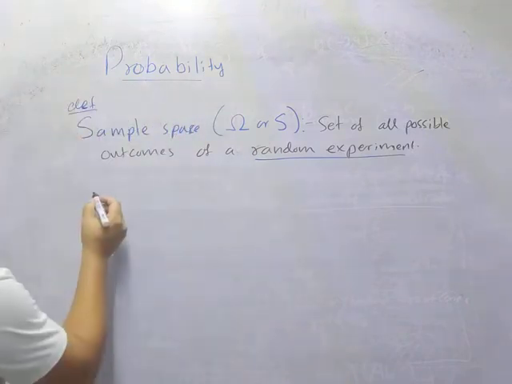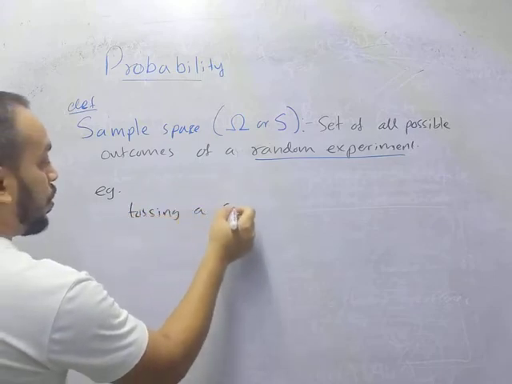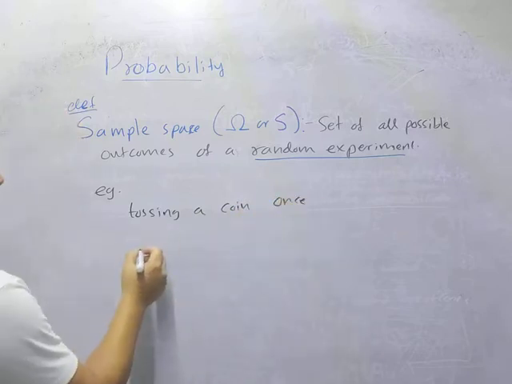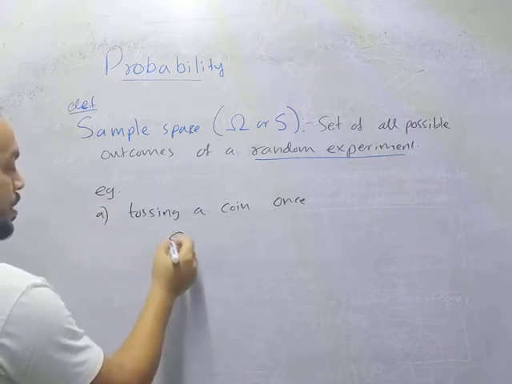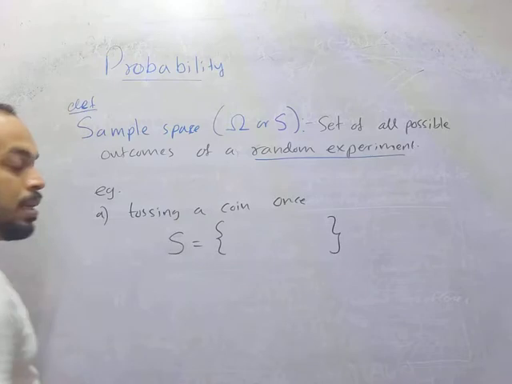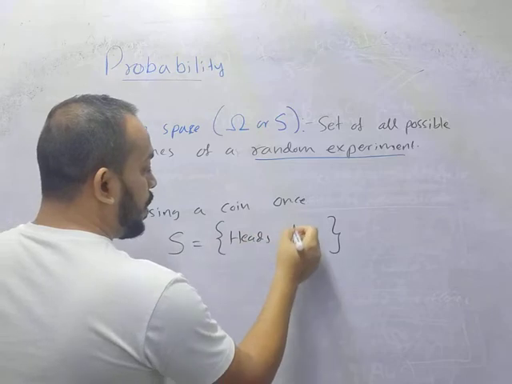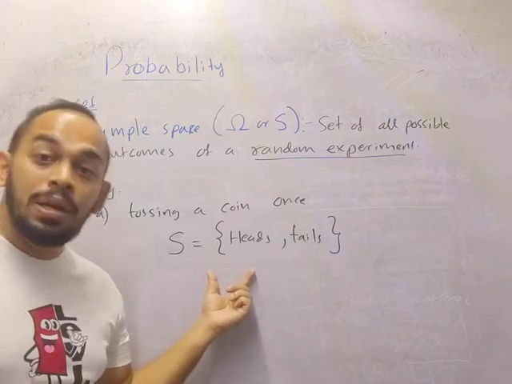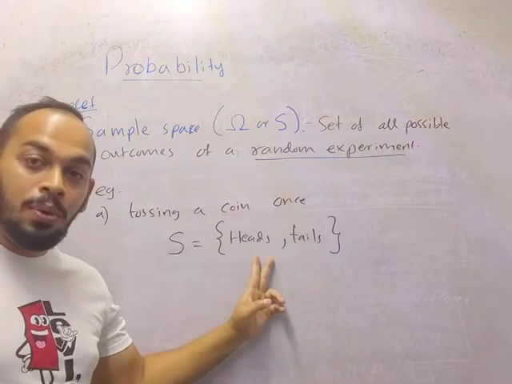Let's do some examples. A: tossing a coin once. So what is the sample space in this case? Say omega, or let me use S instead. Since it is a set, we have to represent the outcomes within curly brackets. You can have heads or tails. These are the possible outcomes when you flip it once. Tossing a coin once, all possible outcomes.